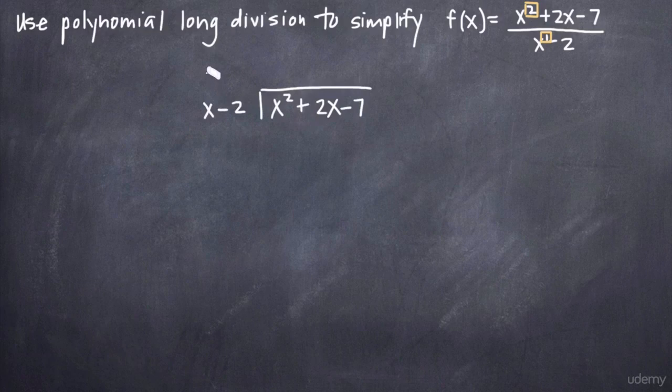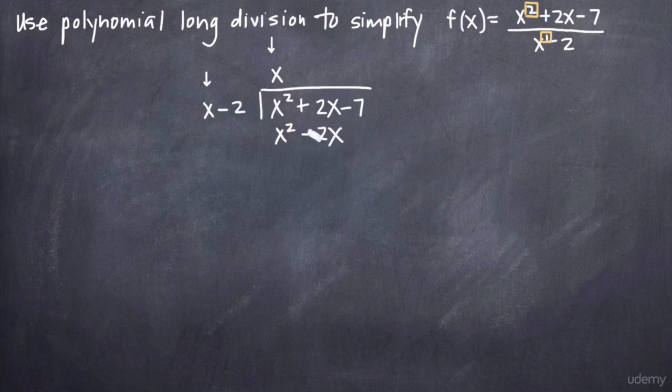Once you have your problem set up like this, your next step is to figure out what you need to multiply by x in order to get x squared. So what do we need to multiply by x in order to get x squared? Well, if we multiply x by x, we'll get x squared. So that means we need to put an x above the x squared. Then we multiply x by the entire value out in front, x minus 2. So x times x minus 2 gives us x squared minus 2x.